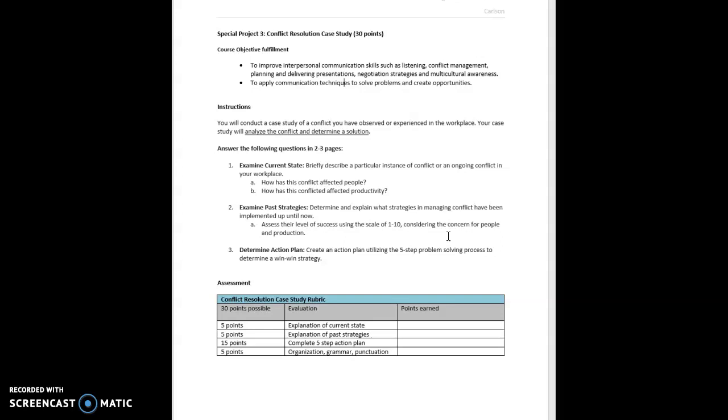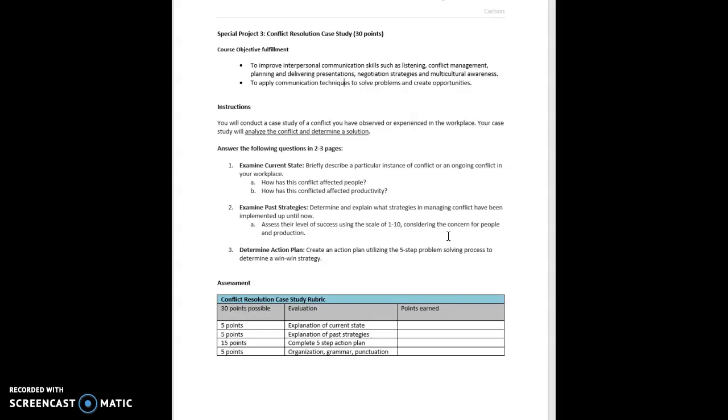Create an action plan utilizing the 5-step problem-solving process to determine a win-win. Now, a big asterisk next to this one. Please make sure you have read the chapter on managing conflict as well as listen to the chapter talk before tackling Special Project 3. The action plan will not make sense or be a success if you have not done the work on the front end, okay?